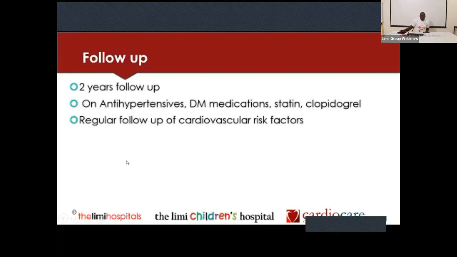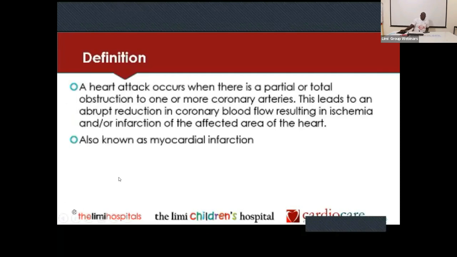And so quickly, we go to defining what a heart attack is. A heart attack, like I said, is also known as myocardial infarction. It occurs when there is obstruction to one or more of the coronary arteries, resulting in reduction in blood flow to the myocardium. It could be ischemia or infarction of the affected area. So the key word is disruption of the blood supply to the coronary vessels.